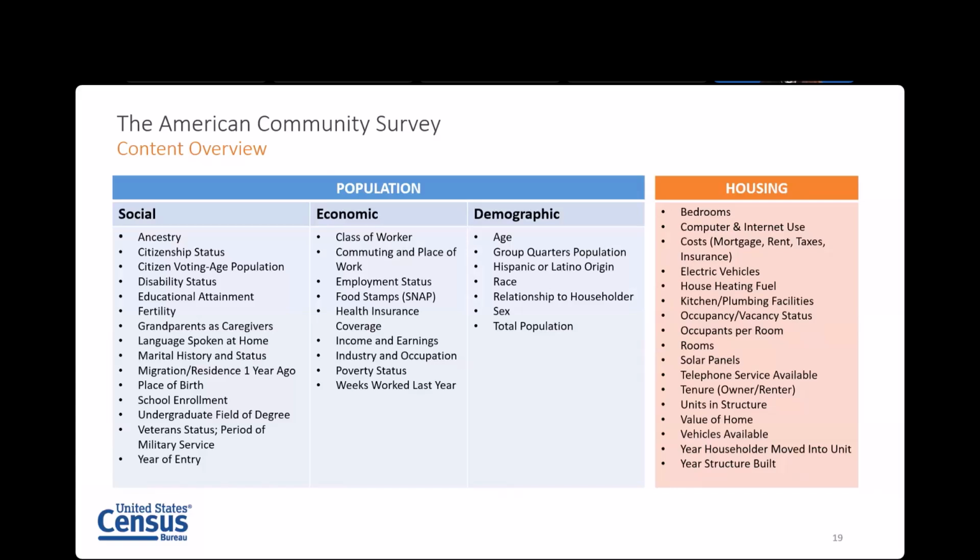I do want to mention that we have a few new housing topics from new questions added in 2025. These include electric vehicles, solar panels, and public sewer connectivity. Now that we know what gets asked on the questionnaire, let's dive into how that information is collected.